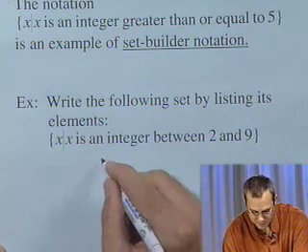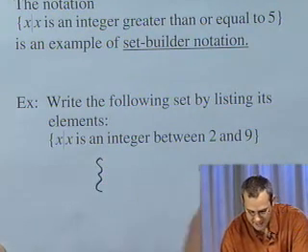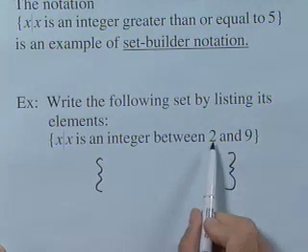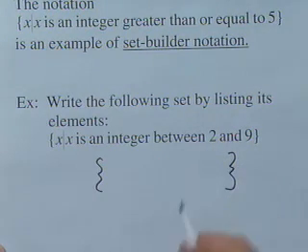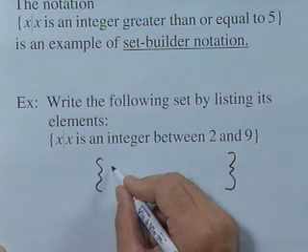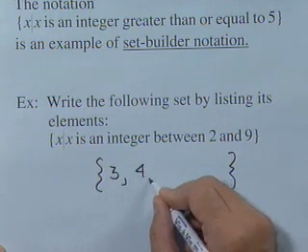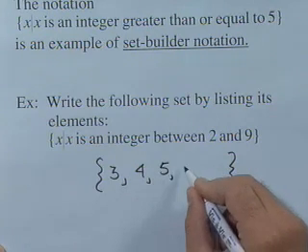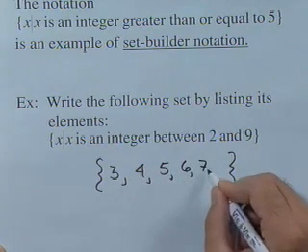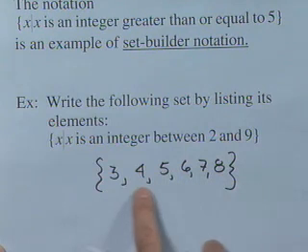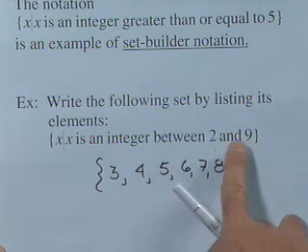So what I have to do is I have to find the set of all numbers, all integers, that are between 2 and 9. So the first integer then between 2 and 9 will be a 3, 4, 5, 6, 7, and 8. Notice here are all the integers that are between 2 and 9.